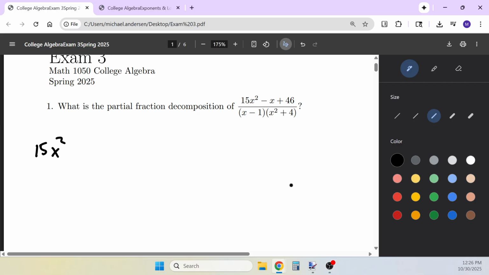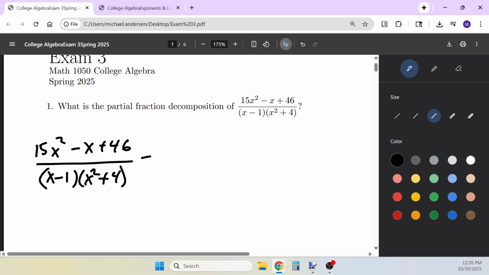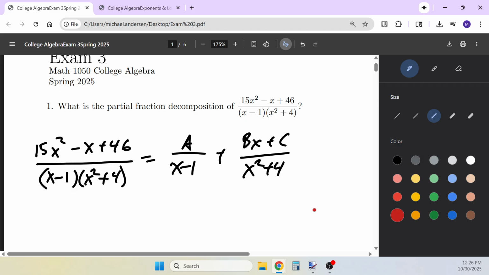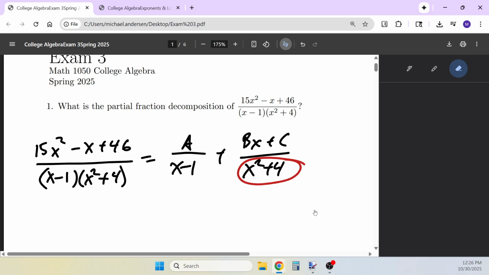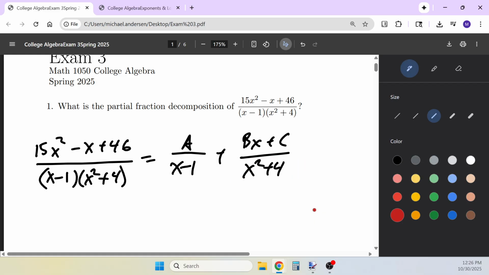x squared minus x plus 46 over, and we already have a factor x minus 1, plus. The form of this partial fraction decomposition is A over x minus 1 plus Bx plus C over x squared plus 4. And that's because the denominator in the second fraction is an irreducible quadratic, so we have an x term and a constant in the numerator.